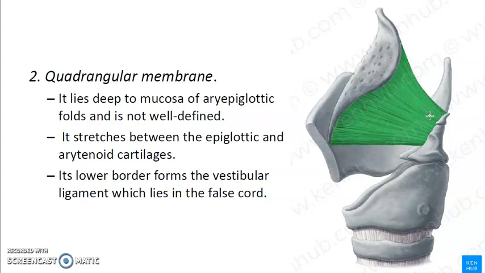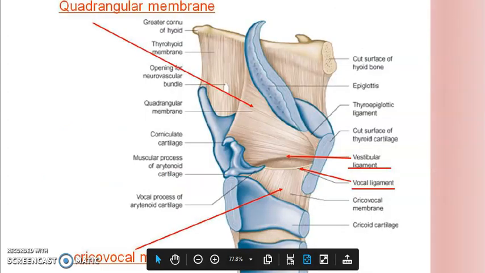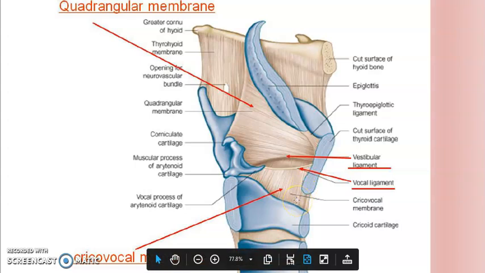Okay. So the lower margin of this quadrangular membrane gets thickened and they are closer to one another. It's called as vestibular ligament. Okay. Next, this same thing, quadrangular membrane, and this one cricovocal membrane. The lower margin of quadrangular membrane is called as vestibular ligament. The upper margin of the cricovocal membrane is called as vocal ligament.